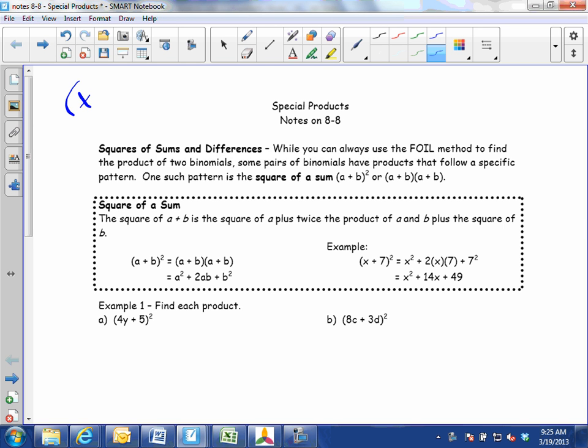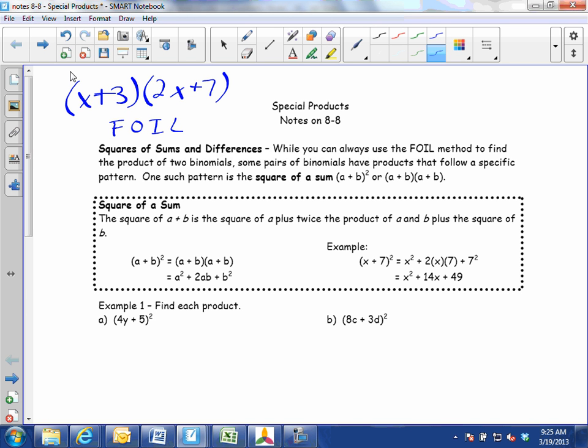Like x plus 3 times 2x plus 7 or something. Okay? So binomial times binomial, we know that we have to FOIL, because we have to use the distributive property twice. We have to take everything times x and everything times 3. And that's it. Okay, so today we're talking about special types.